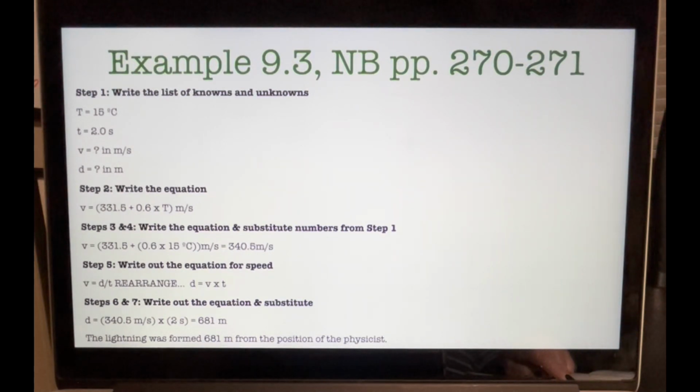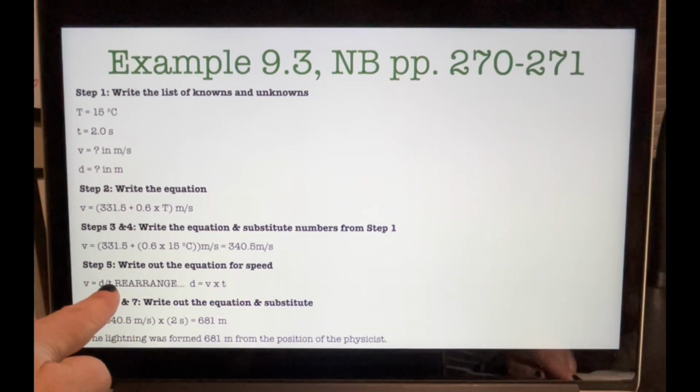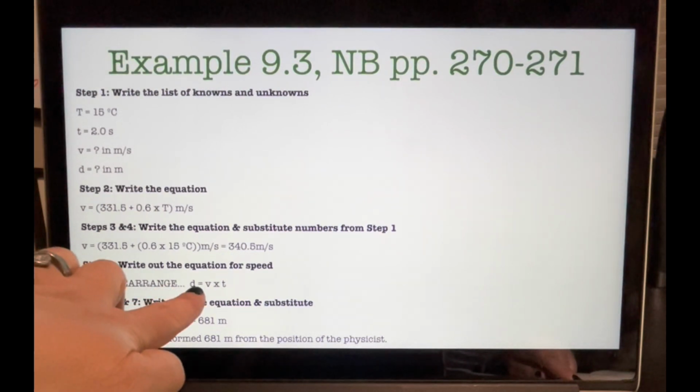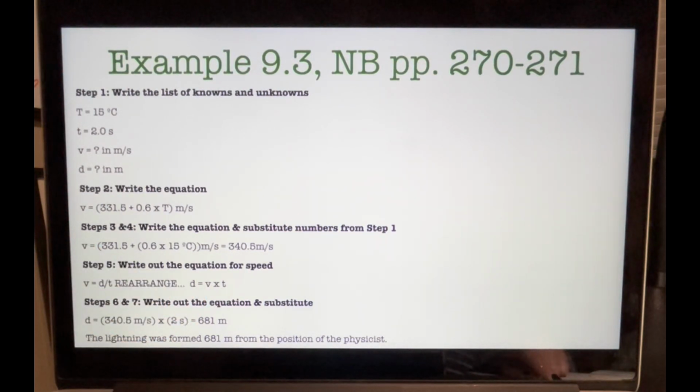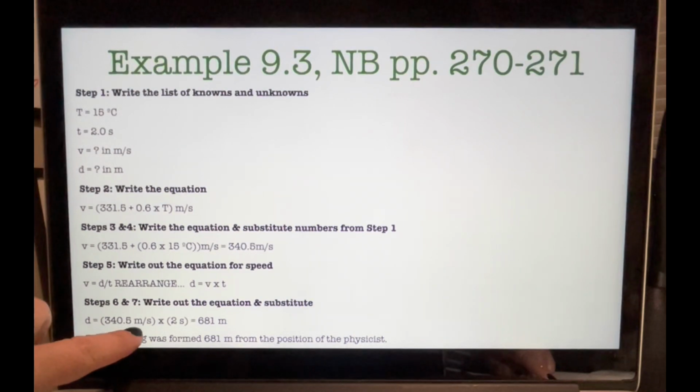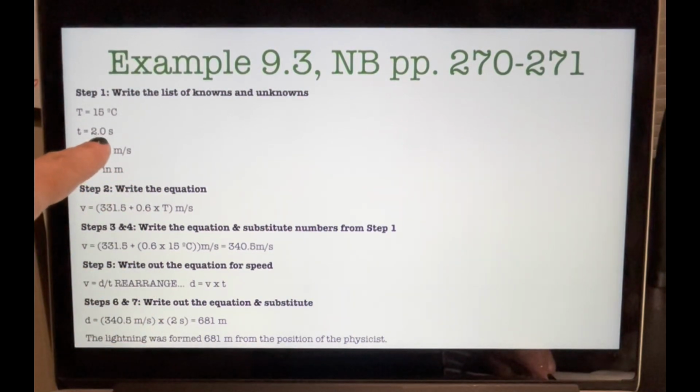Now, step 5, write out the equation for speed. Speed equals the distance over time. So we need to rearrange the equation to solve for the distance. So if we multiply both sides by time, we have the distance equals the speed times the time. Step 6 and 7, write out the equation substituting the numbers from step 1 and 4 and solve. So D equals the speed, 340.5 meters per second, times 2 seconds. And you get 681 meters. So therefore, the lightning was formed 681 meters from the position of the physicist.